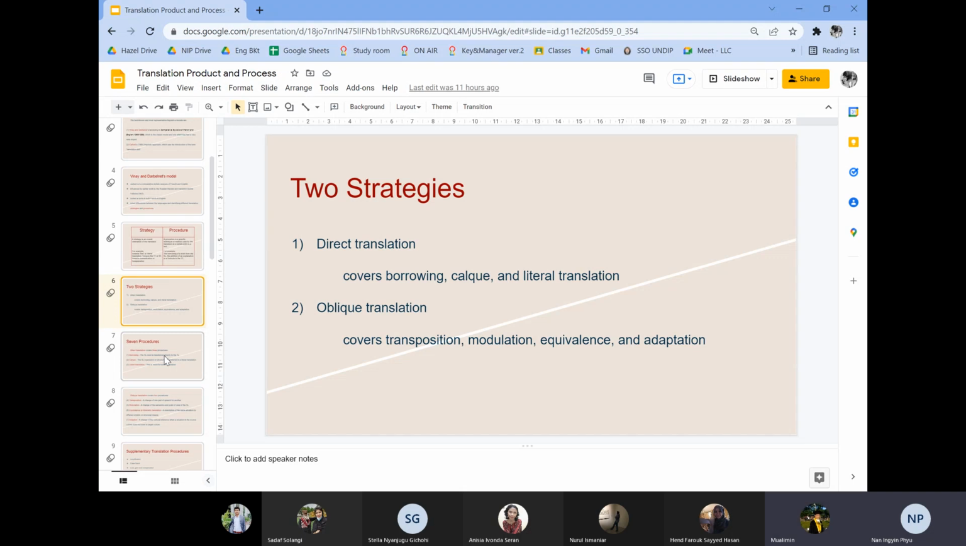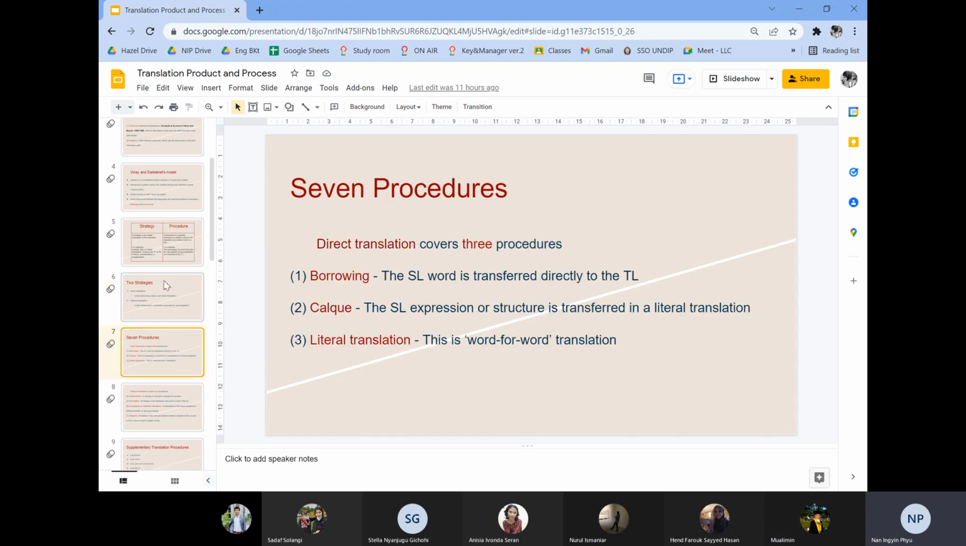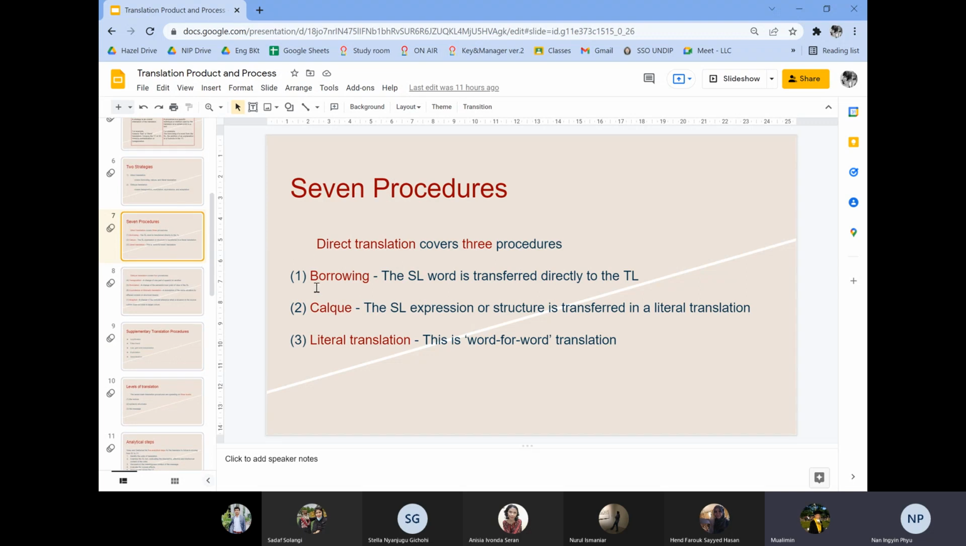And then let's talk about the procedure. Procedure is based on the translation. For example, for direct translation, we have three procedures. The very first one is borrowing. Borrowing means transferring directly, like a direct translation. Another one is calque. This one is where expression and structure are transferred based on the literal meaning. And the last one is literal translation, which is word for word translation. For example, if the source is a noun, then the target will also be a noun. For borrowing, it's only direct.